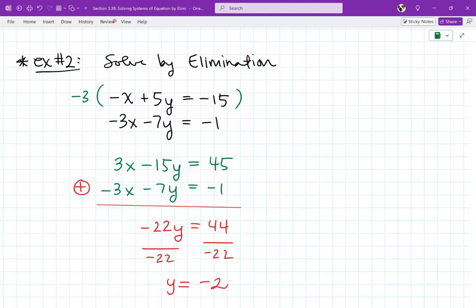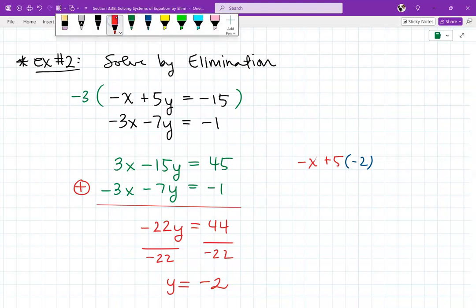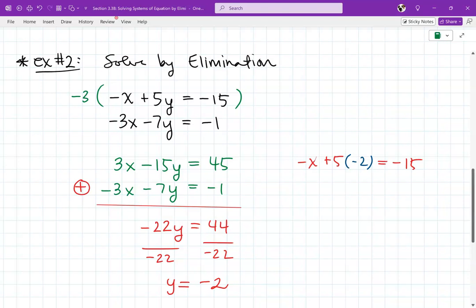So now that I know that y is equal to negative 2, I'm going to plug it into the original equations, either the top one or the bottom one. Which one do you guys want? Top one? All right. So let's put negative x plus 5 times y, which is negative 2, equal to negative 15. So I get negative x minus 10 is equal to negative 15. I'm going to add 10 to this side, and I get negative x is equal to negative 5. And if I divide both sides by negative 1, my answer is just 5. So my point is 5, negative 2.